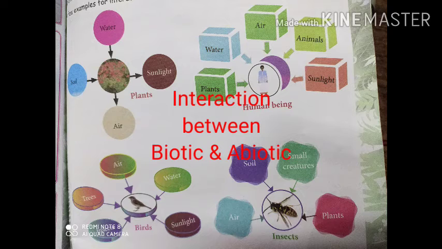Okay, and see the third one. A picture is given of birds in the center and surrounded by biotic and abiotic factors: air, water, sunlight, insects, trees. Okay children, and see the fourth one. What is the picture that is given in the center? Insects.